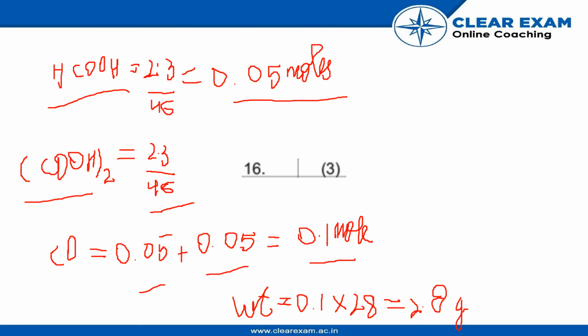Now KOH pellets are also there, so KOH pellets will absorb all the CO2, and H2O is absorbed by H2SO4. So only CO is remaining as the product, and the weight of the remaining product, that is the weight of CO, will be 0.1 mole into 28. So it will be 2.8 gram. That is option number 3.